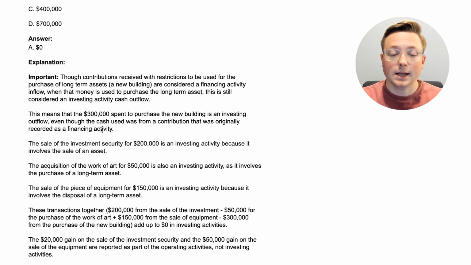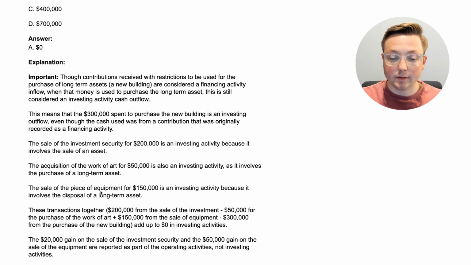So that means that the $300,000 spent to purchase the new building is an investing outflow, even though the cash was used from a contribution that was originally recorded as a financing activity. So that's some clarification there. The sale of the investment security for $200,000 is an investing activity because it involved the sale of the asset. The acquisition of the work of art for $50,000 is also an investing activity as it involves the purchase of a long-term asset. We talked about that.